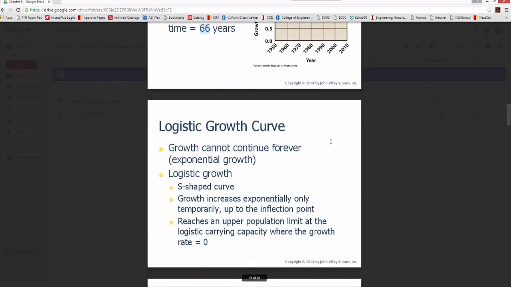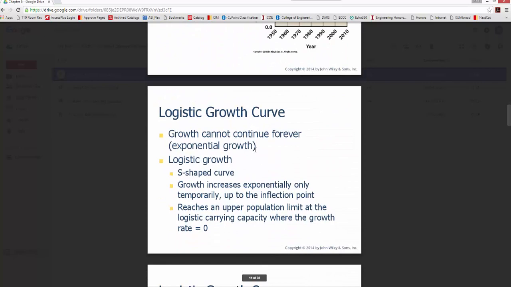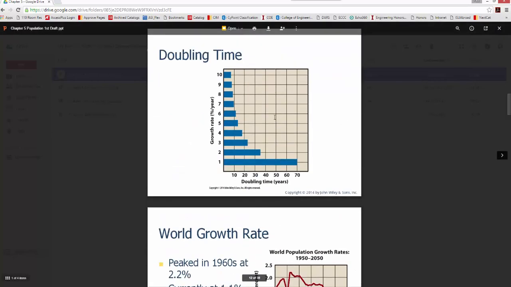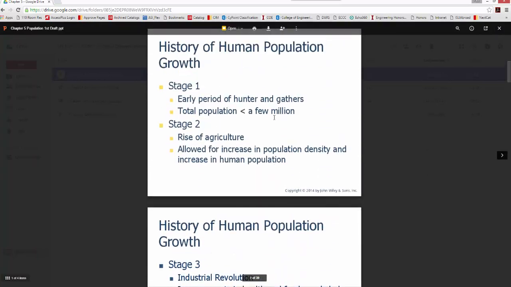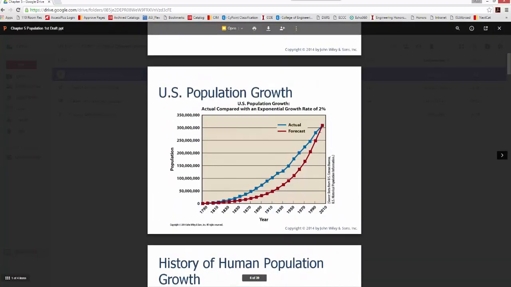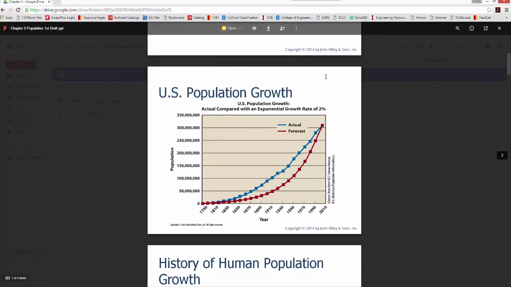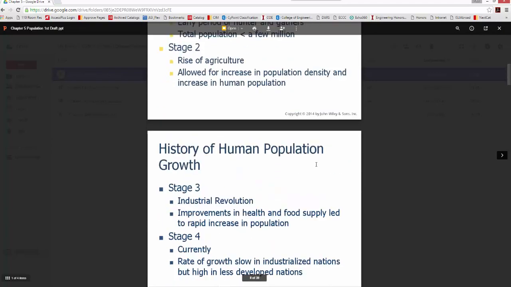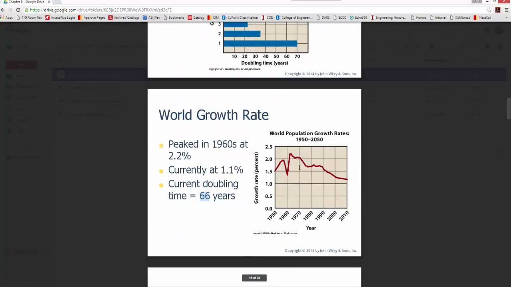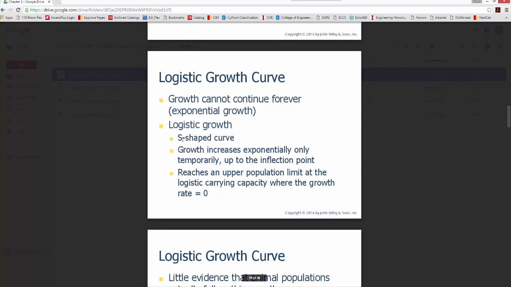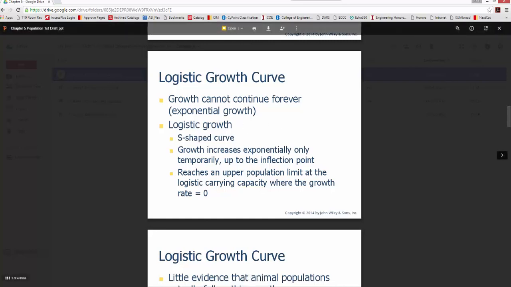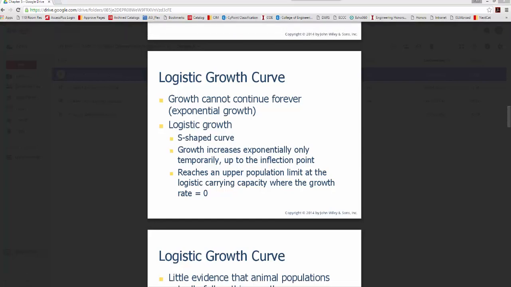So basically, it cannot continue forever like in the exponential growth. Notice here, the exponential growth takes on the shape of the letter J, and will continue to go up and become even more J-like as we go in time. However, the logistic growth curve is more S-shaped. In fact, I have a slide here I want to show you.